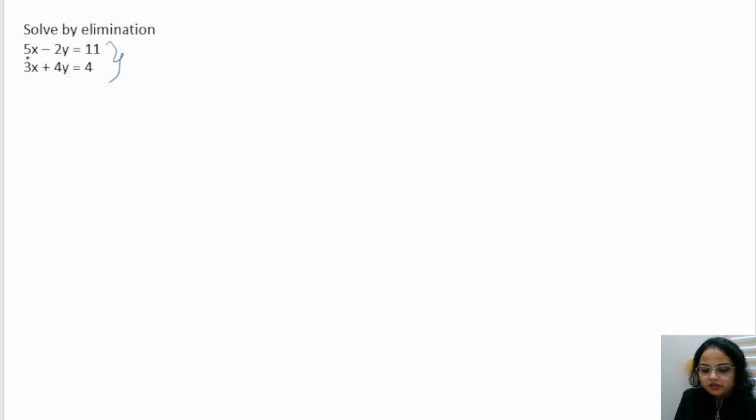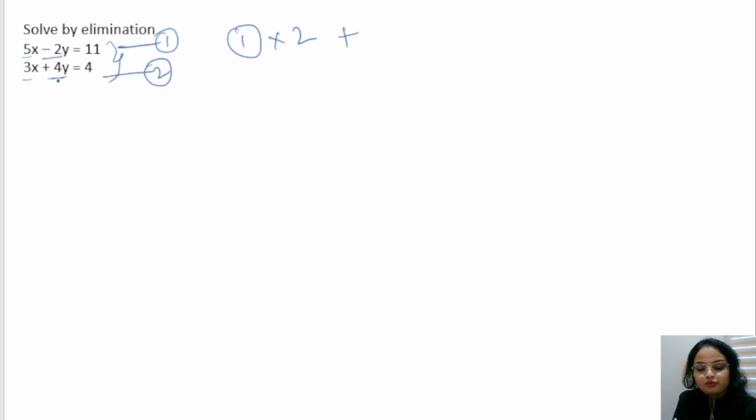Okay, so if you see the coefficient of x, it is 5 and 3, and for the coefficient of y, it is minus 2 and 4. So here I will eliminate y variable. This is the first equation and this is the second equation. In the first equation, I will multiply with 2. What will I get? I will get minus 4 as coefficient of y and plus 4 is the coefficient of y in the second equation. So I will add these two. If I add these two, y variable will be eliminated.